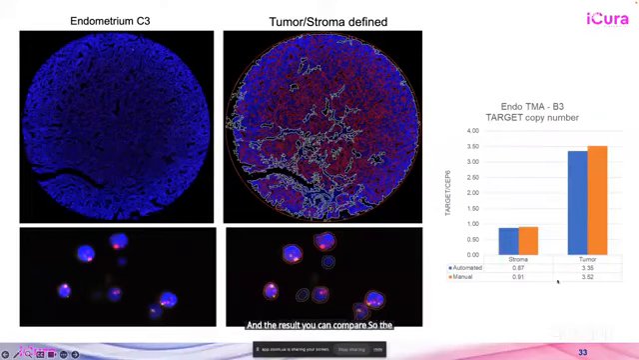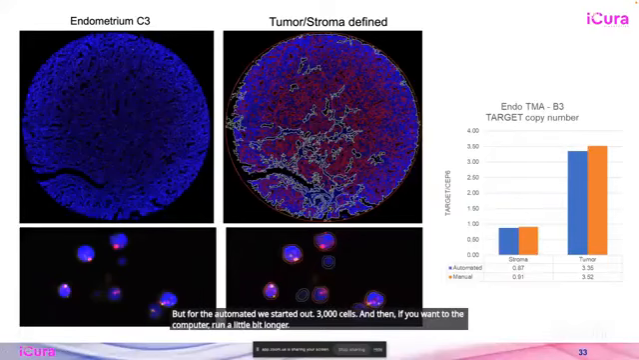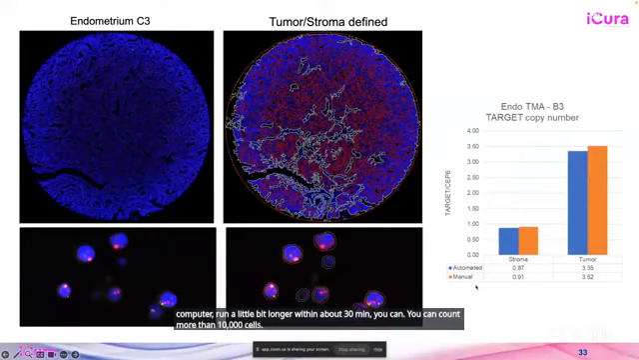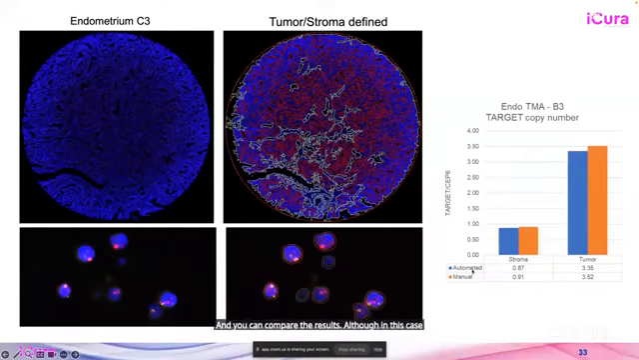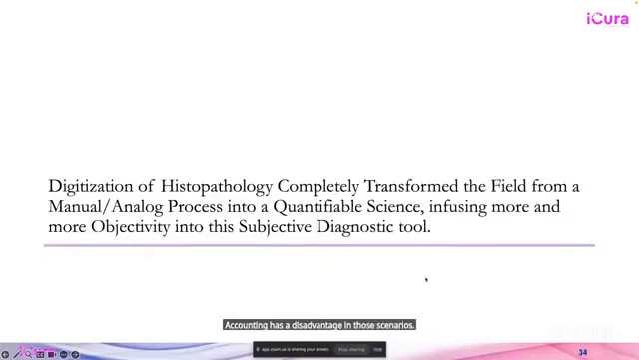So for the manual, our scientists probably did maybe 30, 50 cells. That's it. It's going to take a lot of time. But for the automated, we started out with 3,000 cells. And if you want the computer to run a little bit longer, within about 30 minutes you can count more than 10,000 cells, and you can compare the results. In this case, it's very similar, which validates that the computer algorithm is correct. But in other cases, maybe the automated result is different from the manual. You'll find that the more cells you count, the closer you are to the truth, and manual counting has a disadvantage in those scenarios.